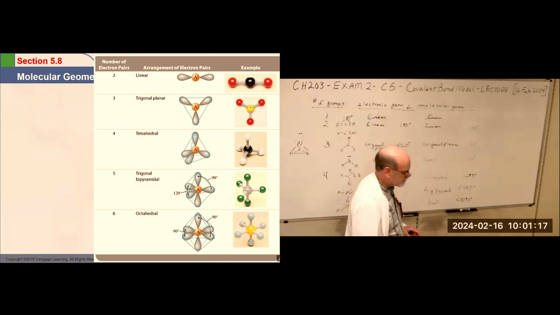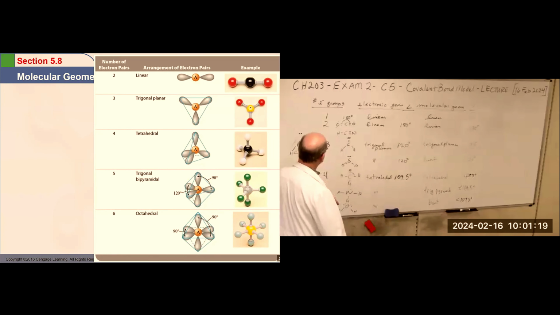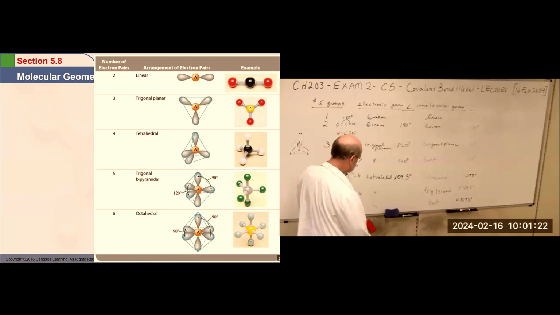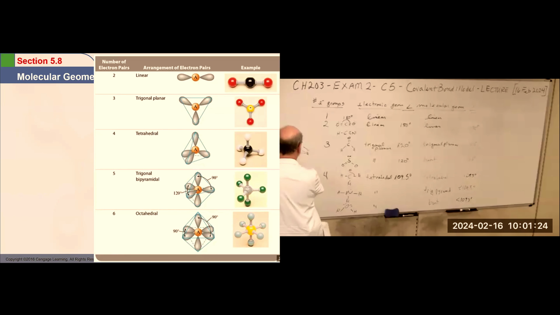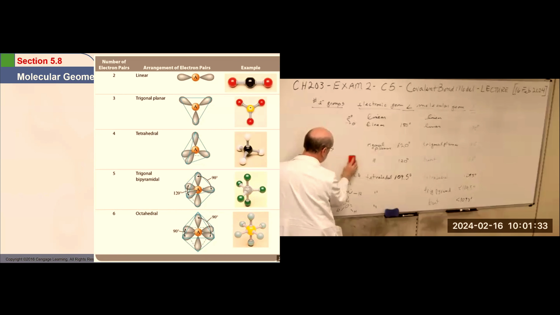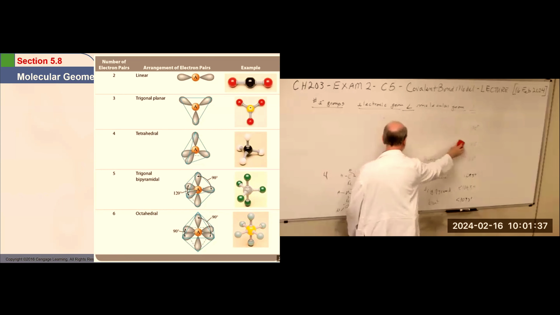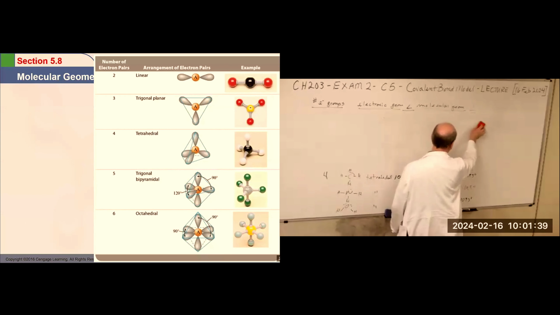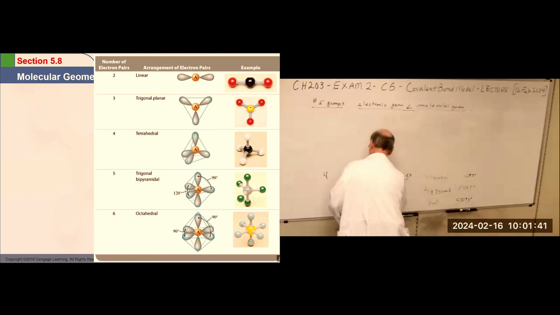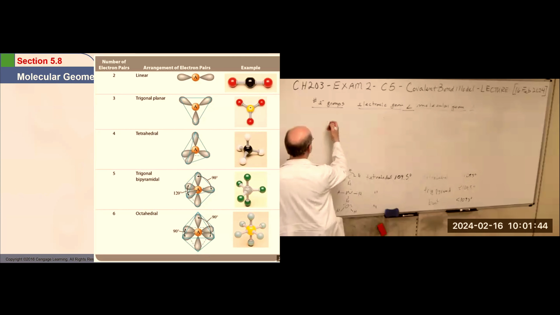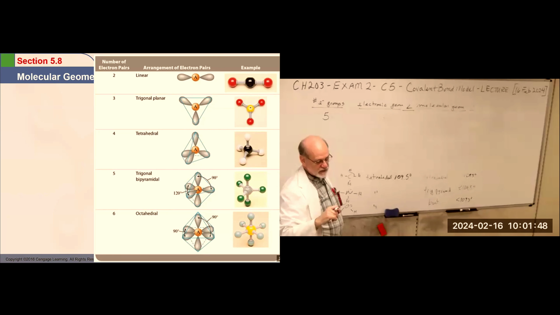All right, we got down to four, tetrahedral. Now I'm going to have to erase some stuff to get to the next ones. I'm going to have to go down maybe this far. So we have four groups around the central atom. What if we have five groups? Five groups around the central atom.